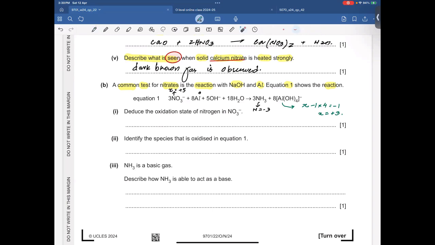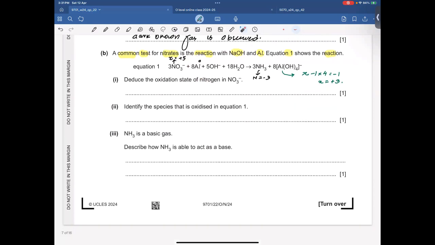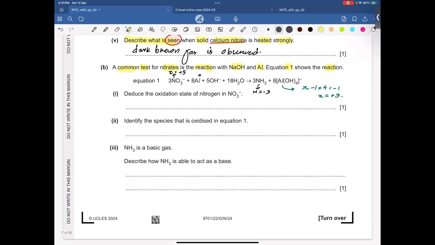So technically nitrogen is getting reduced, and also nitrogen is getting oxidized? No, technically it is only reduced, because +5 to -3 is reduction, and +5 to +3 is reduction, right? So technically it is a reduction reaction. Also, you can say that aluminum metal, the metal always acts as a reducing agent. So technically aluminum is acting as a reducing agent here. Let me check what kind of a question is asking: deduce the oxidation state of nitrogen in this. So you will write +5.